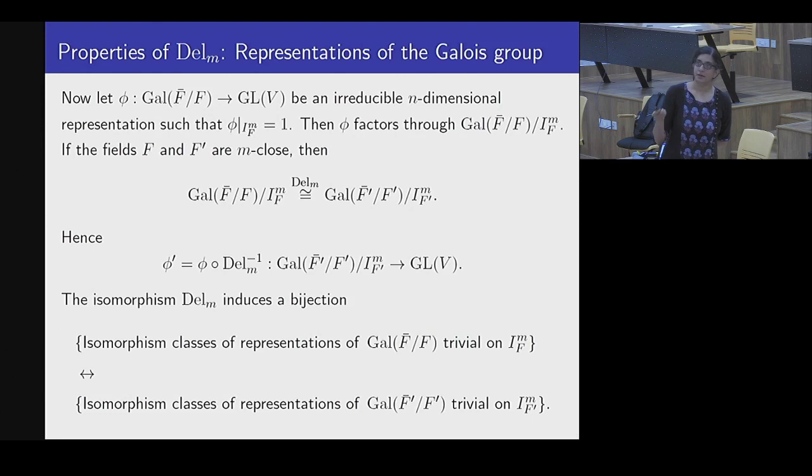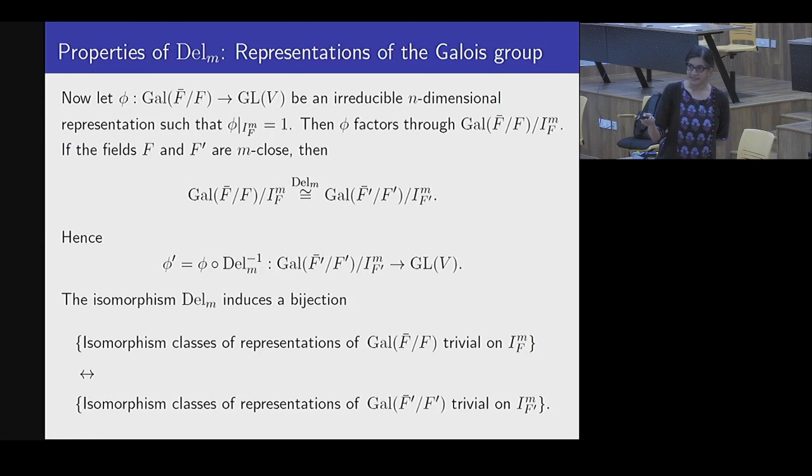Also, the Deligne isomorphism allows you to compare representations of the Galois group. I'll just say that more precisely. If you have a representation of the Galois group, an irreducible n-dimensional representation, which is trivial on I_F to the m, then it factors through this quotient, and we have an isomorphism, if the fields are m-close, between these two Galois groups. So you get a representation of the Galois group over the other field. So in particular, the Deligne isomorphism gives a bijection between the isomorphism classes of representations of the Galois group of F bar over F that are trivial on I_F to the m and the corresponding set of representations over the other field.